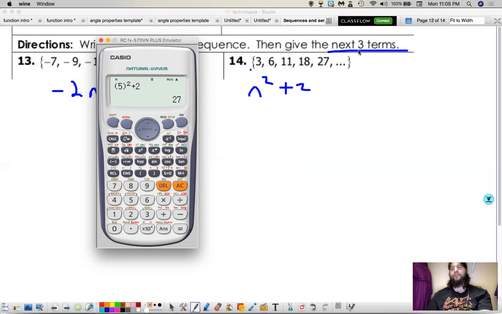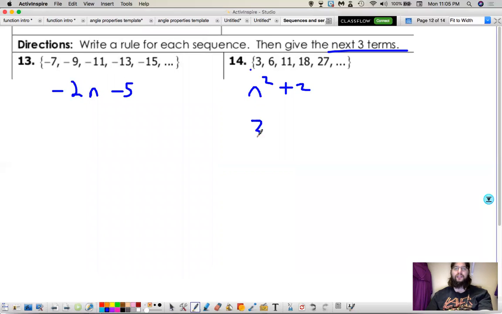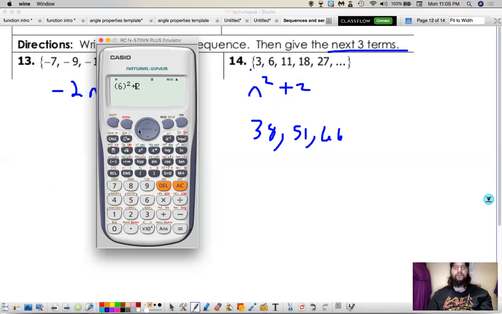Now it says get the next 3 terms. So I'll get these first, since I already got the formula right there. If I do that, it's 38. Again, it's just the perfect squares plus 2. So 7 squared is 49, so that's 51. 64, 65, 66. 7, 8.